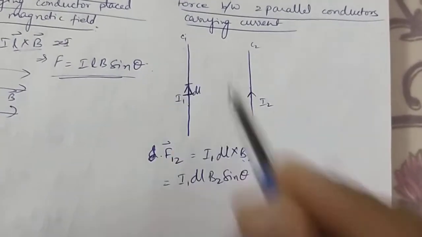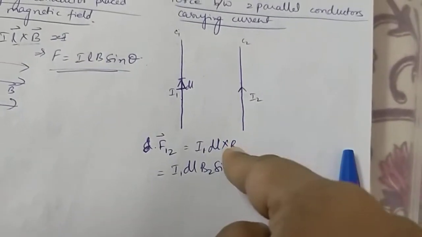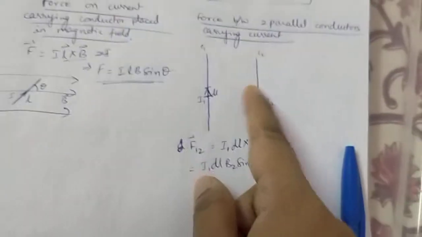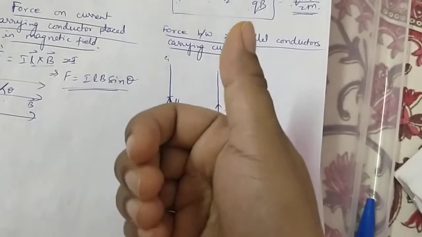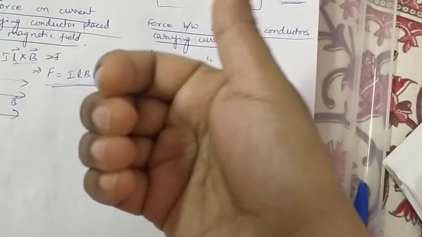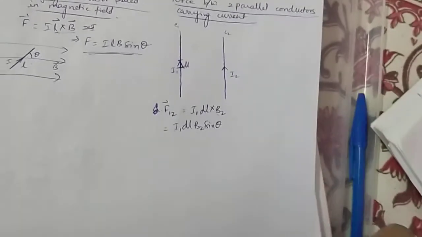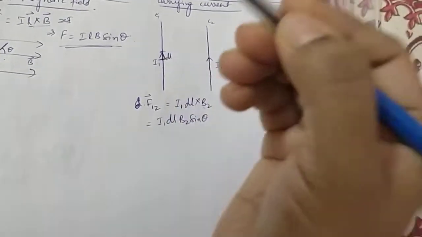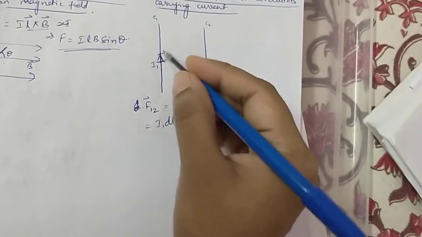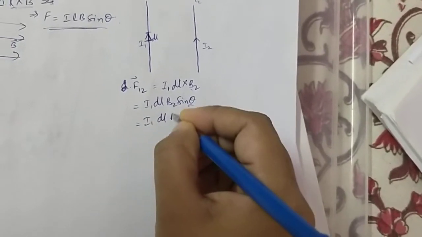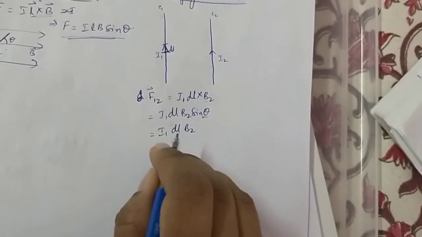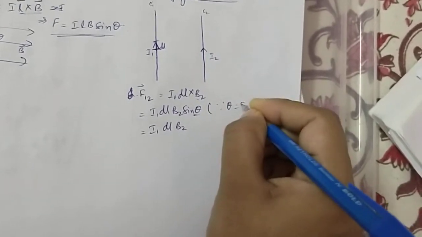Now you see, I1 dl is in the upward direction. What is the direction of B2? Now you see, due to this wire, what will be the direction of the magnetic field here? So right hand thumb rule: for my right hand, the thumb points in the direction of the current, so the curl of my fingers at this place points upward. So the magnetic field here is in the upward direction. So what is the angle between the magnetic field and I1 dl? 90 degrees. I1 dl B2 sin 90, which is 1. Okay, here since theta is equal to 90 degrees.